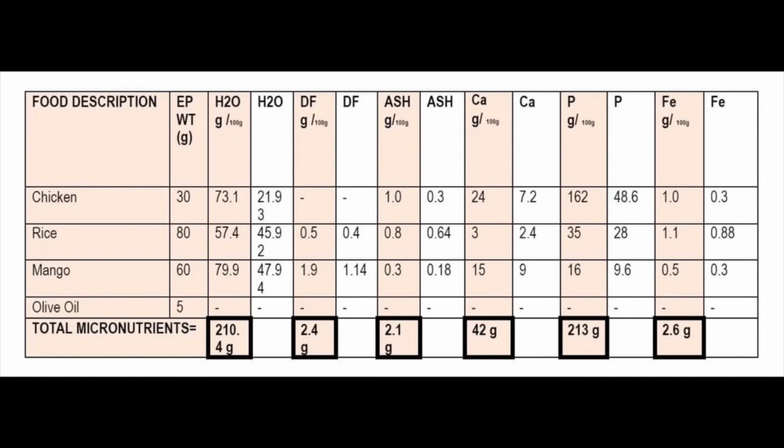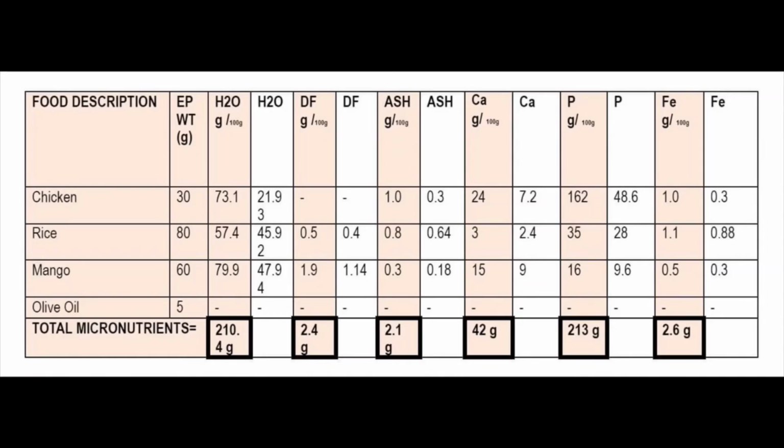For the rice, EP weight is 80 grams, water is a total of 57.4 and 45.92. So the dietary fiber is 0.5 and 0.4. So the ash is 0.8 and 0.64. The calcium is 3 and 2.4. Phosphorus is 35 and 28, and iron is 1.1 and 0.88.